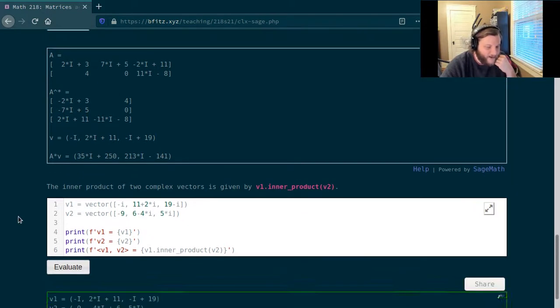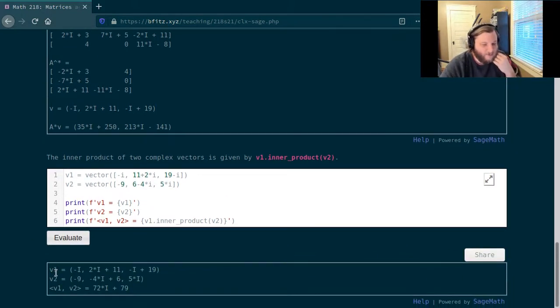If I click evaluate, I can see what the output is. My first vector is negative i, 11 plus 2i, 19 minus i. The second vector is negative 9, 6 minus 4i, 5 times i. The inner product of these two vectors is apparently 79 plus 72i. Again, it would probably be quite a pain to work that out carefully by hand, so it's nice to have a computer do some of that work for us. It's important for us to understand the definitions, and then it's good that we have computers to do the tedious calculations for us. So please use this as you're working on all the quizzes and homework.